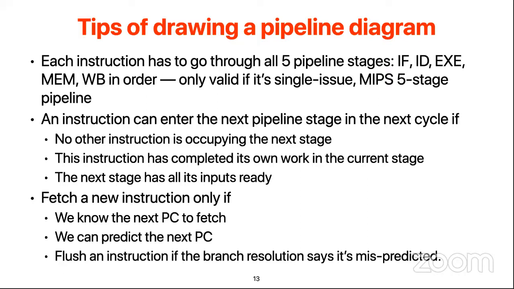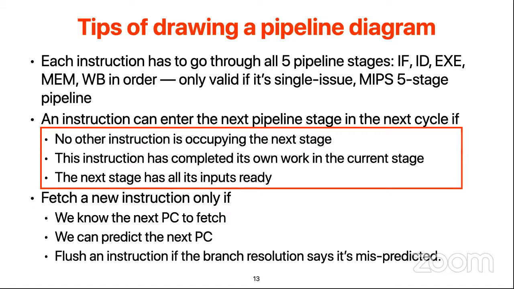So let's go back to this slide. This slide, as I mentioned, is very important because if you want to draw a pipeline diagram, that's what you need. Each instruction has to go through 5 pipeline stages. The most important thing that I want you to remember here is that an instruction can enter the next pipeline stage only if all the following three are satisfied. First of all, no other instruction is occupying the next stage. This instruction has completed its own work in the current stage. And the next stage has its own input ready.